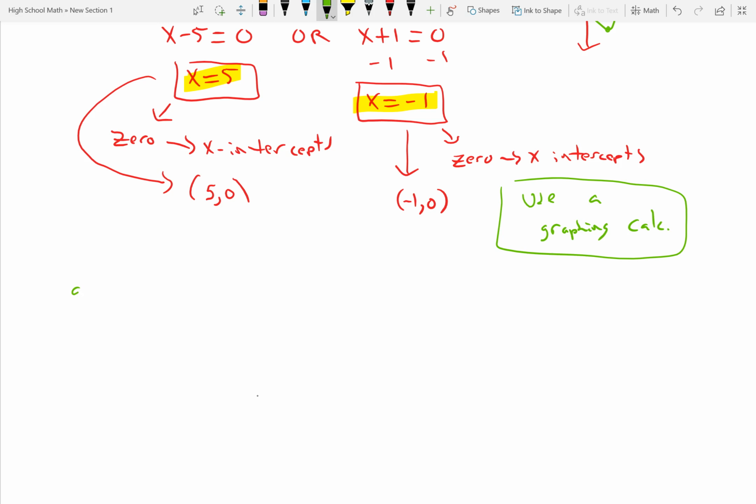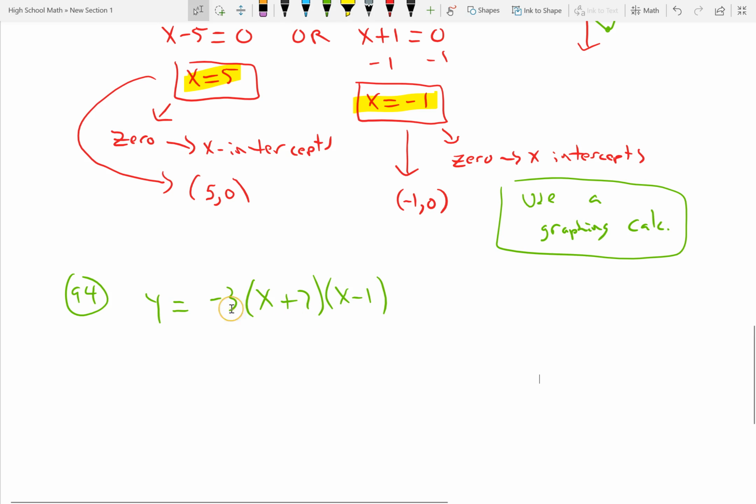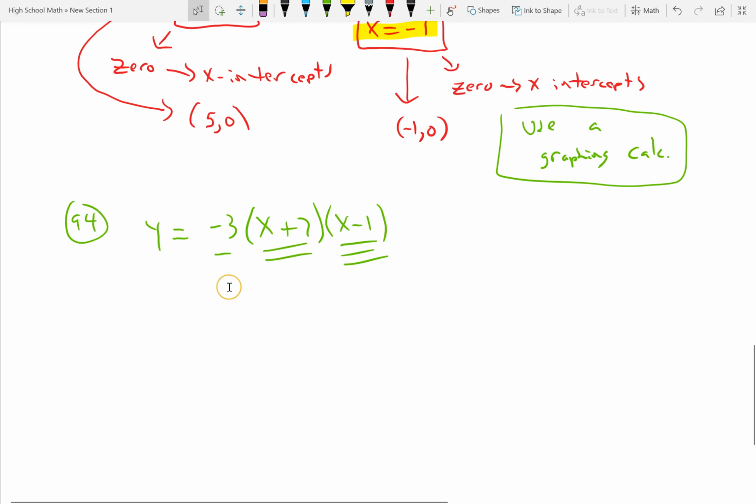Number 94. It asks us to find the zeros. This one's going to be super easy. y equals negative 3 times (x plus 7)(x minus 1). Just like our previous one, using the zero product property. Since we have these three things multiplied together, one of them must be 0. Either this one will be 0, this one will be 0, this one will be 0. Well, clearly we won't say that negative 3 equals 0. There's no variable there, so we wouldn't deal with that factor.